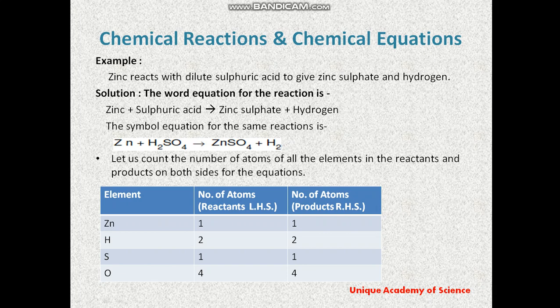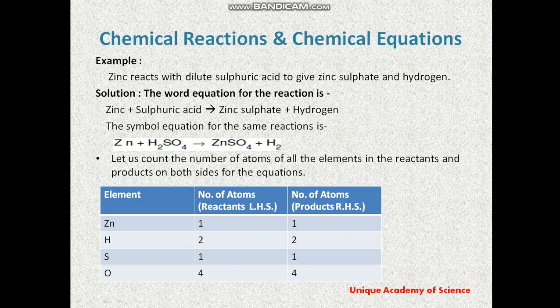Zinc on the left side is only 1, so here we can put 1. Then hydrogen on the left hand side is 2, so here we can put 2. Then sulfur, S, is available on the left hand side in the reactant only 1. Then oxygen, O, is available in total 4 on the left side.